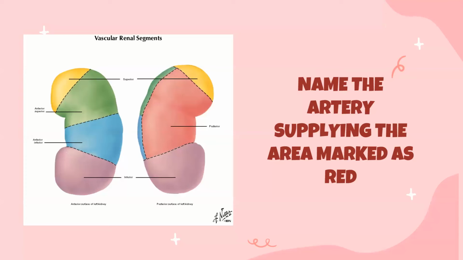Name the artery supplying the area that is marked as red. Segmental, okay. Renal. That's like me asking, what's this? It's a kidney. Great job. You're not wrong.